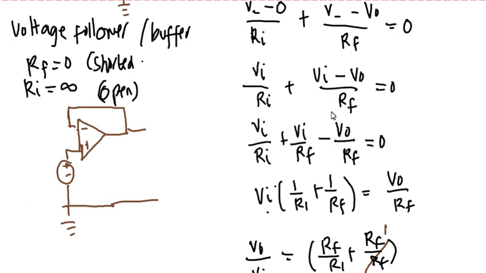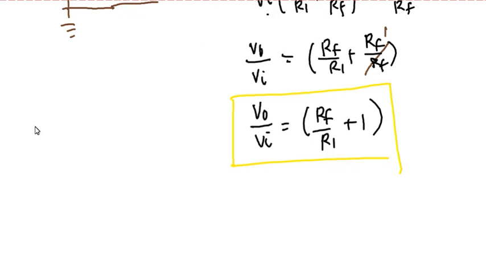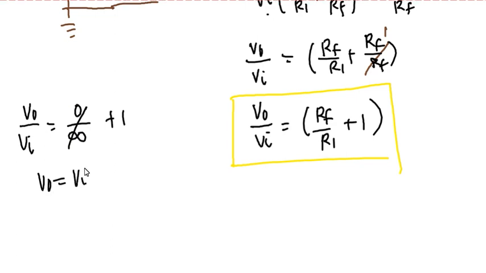If we go back to our equation here, that means your gain, VO all over VI, is equal to RF, which will be 0, all over Ri, which is a very large value, infinite, plus 1. So this will be 0, so our gain will be equal to 1. That means your VO will be equal to VI, for your buffer.